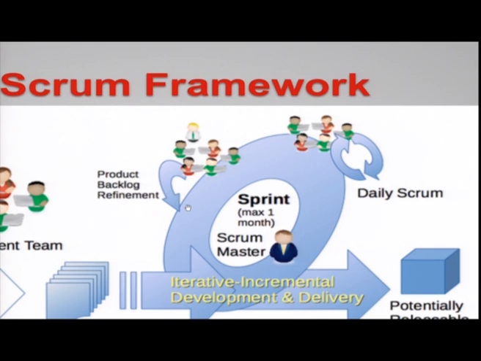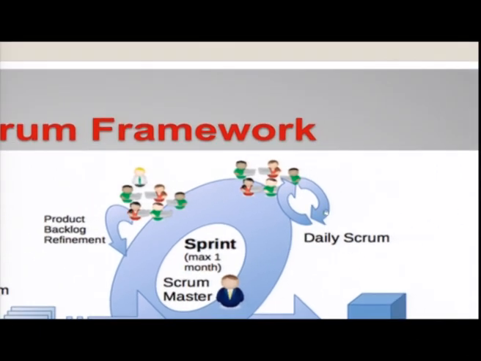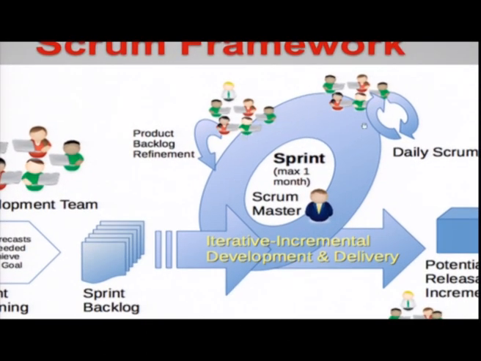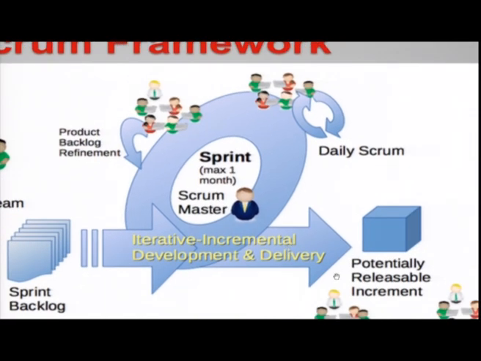Then the product backlogs will be refined, and the Scrum Master will be holding a daily Scrum meeting with these team members, with whoever is associated with the project. After the daily Scrum meeting, the product backlog refinement will take place, and that will also be part of the sprint. So, iterative incremental development and delivery.